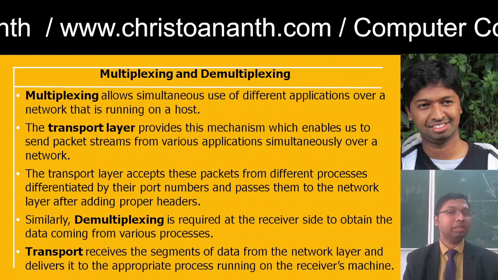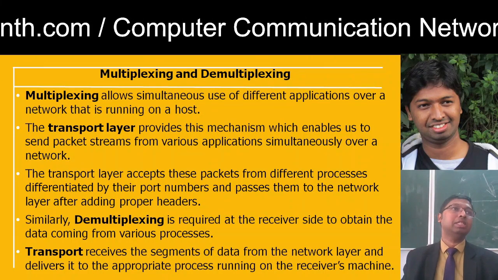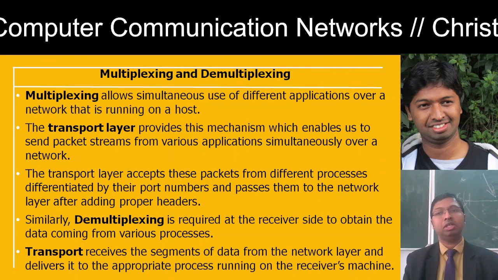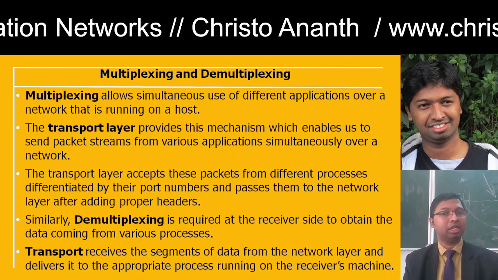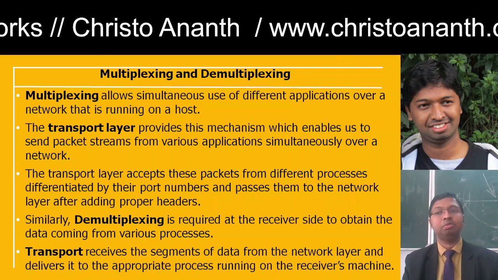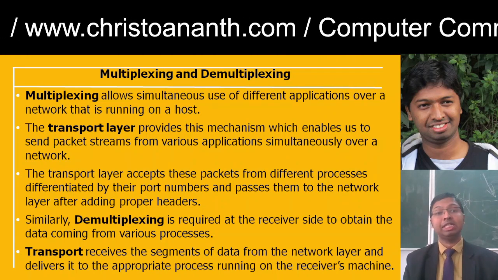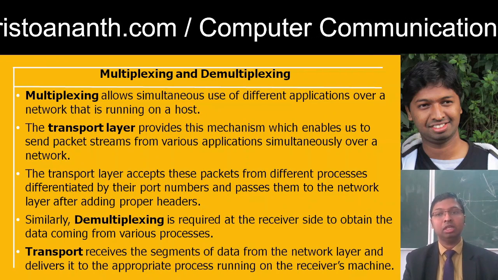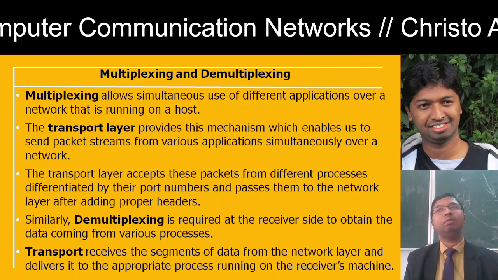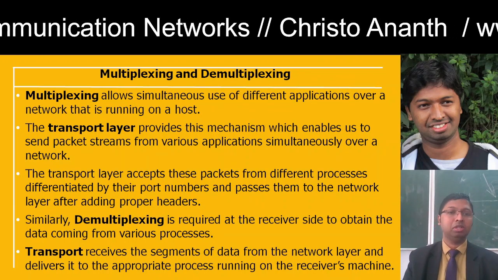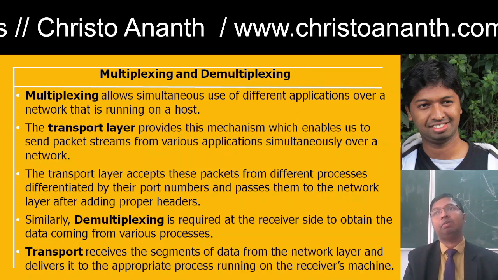And here we'll have multiplexing. Of course, you can combine several networks. That is, you can use it across different applications over the network that are running on a host. So here the transport layer will be sending packet streams from several applications simultaneously across the network. It will be accepting packets from different processes, everything having different port numbers, and then passing them across the layer after adding the appropriate headers.